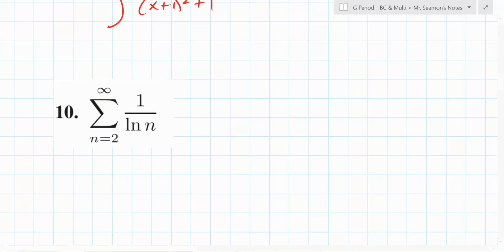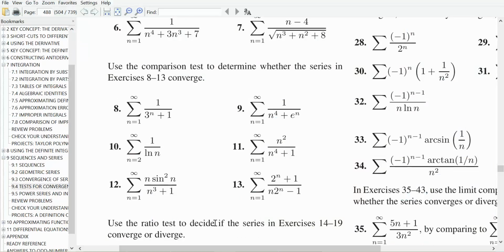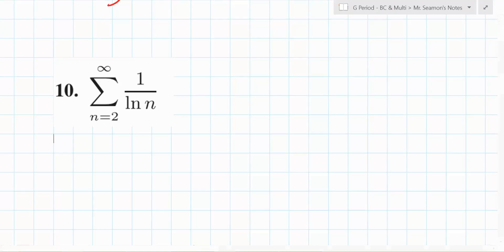So what does it ask us to do for this one? It says the comparison test. Yeah, so for the comparison test, you want to find something that it's greater than that blows up, or that it's less than that converges. So when we look at this one, did anybody come up with something good to compare it to? Yeah, we have to compare this to something.